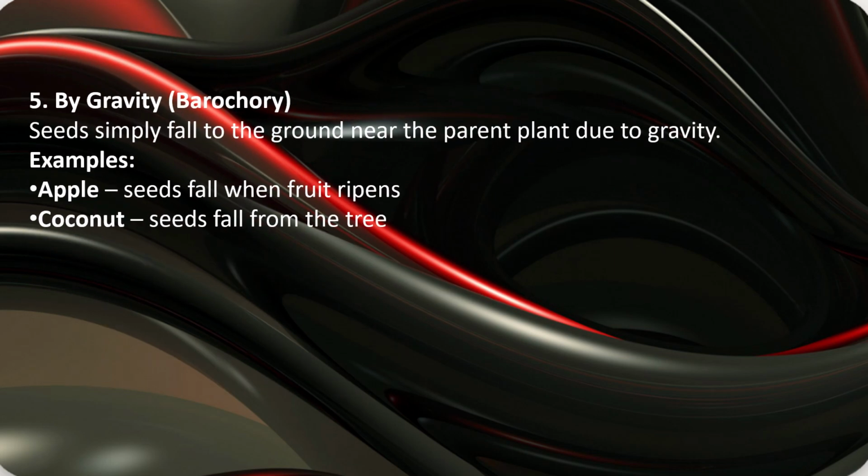Fifth one, by gravity, barochory. Seeds simply fall to the ground near the parent plant due to gravity. Example: apple, seeds fall when the fruit ripens. Coconut seeds fall from the tree.